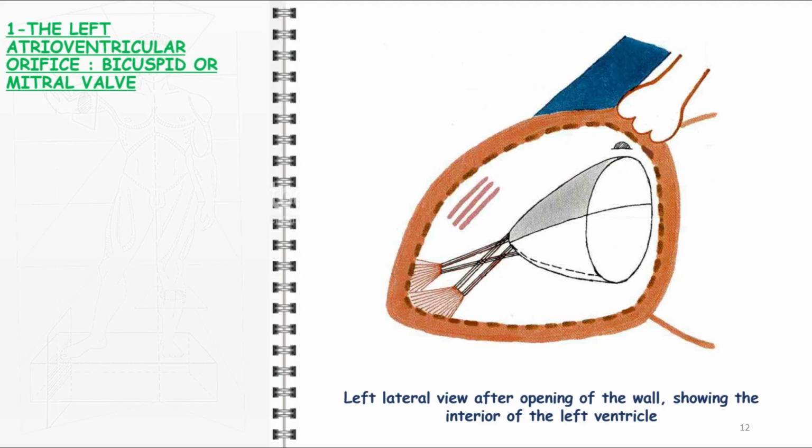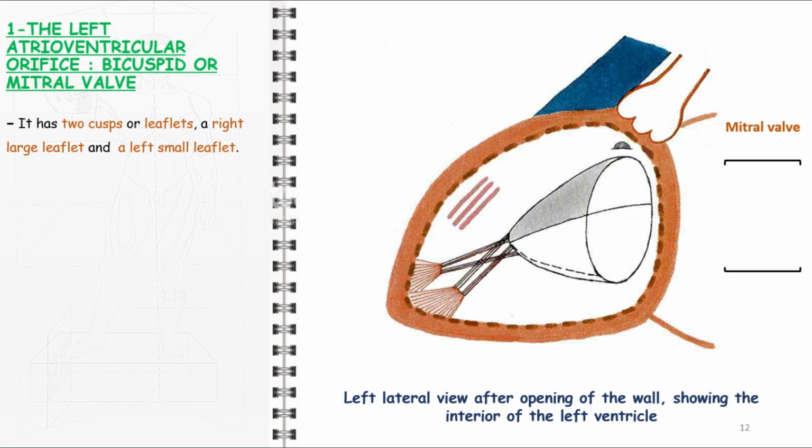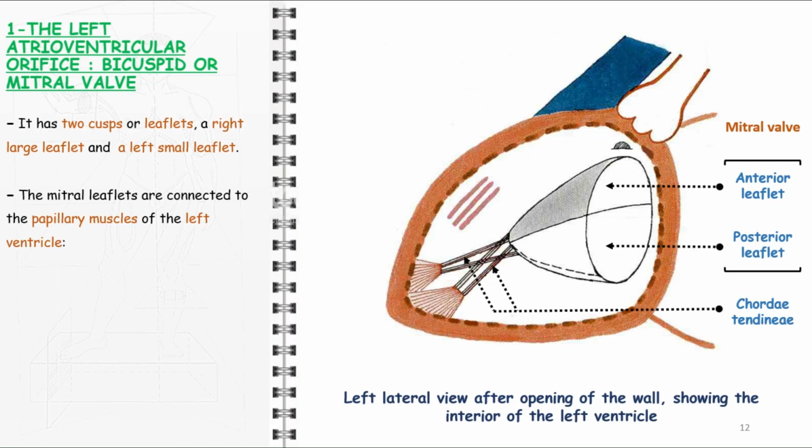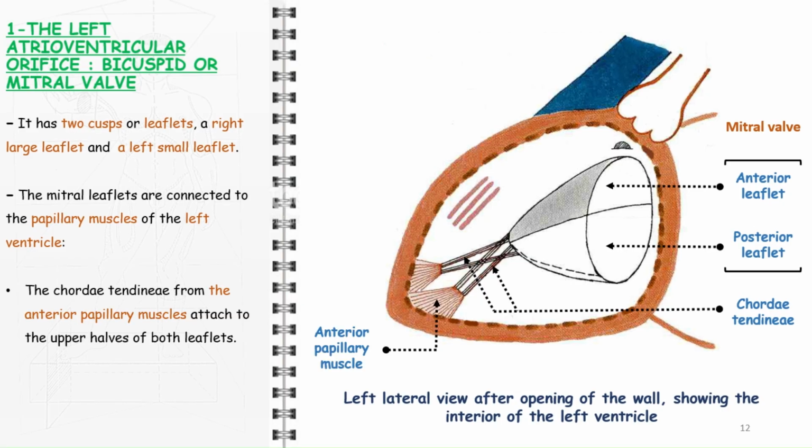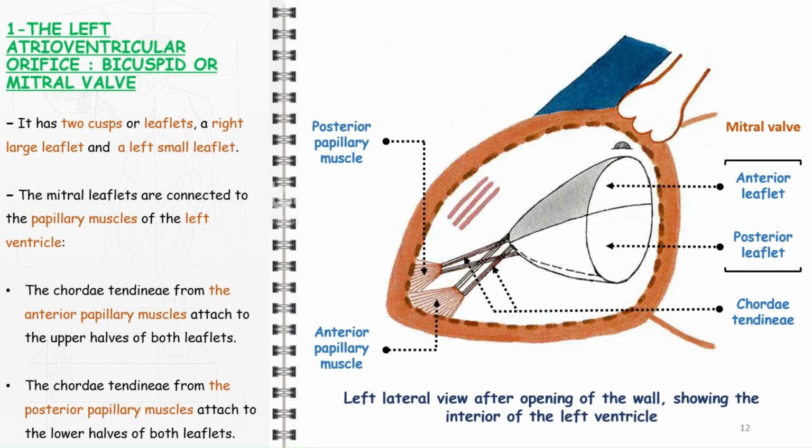Around its border, which measures 110 mm in men and 90 mm in women, is attached the mitral valve, which has two cusps or leaflets, a right large leaflet and a left small leaflet, to which are connected the papillary muscles of the left ventricle. The chordae tendineae from the anterior papillary muscle attach to the upper halves of both leaflets, and the chordae tendineae from the posterior papillary muscle attach to the lower halves of both leaflets.